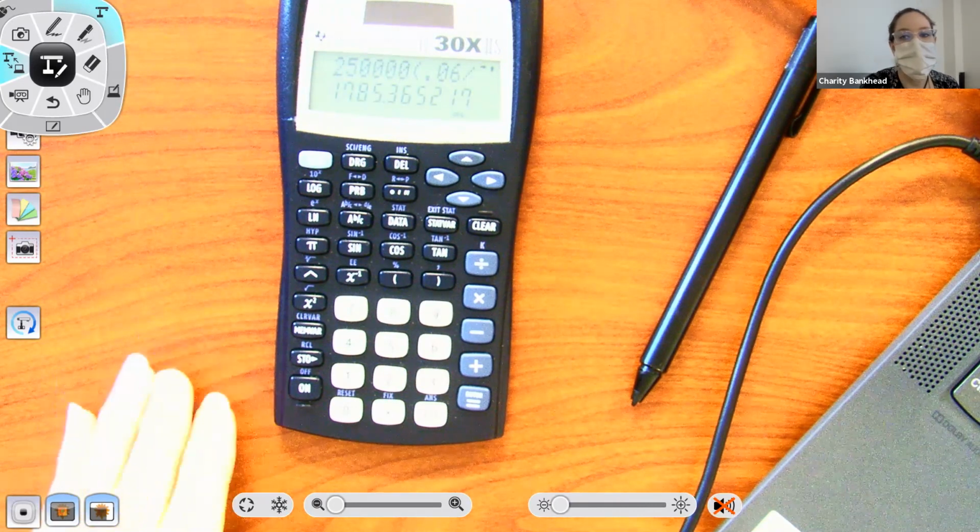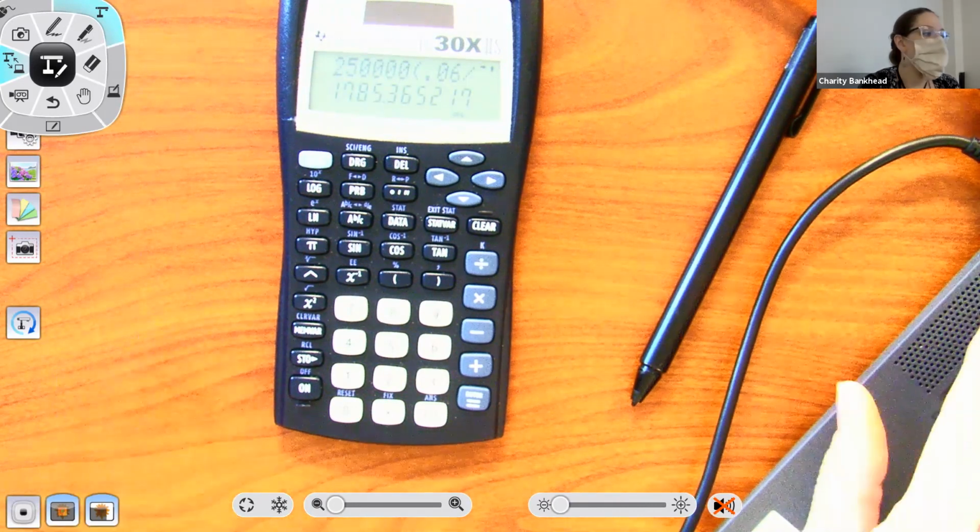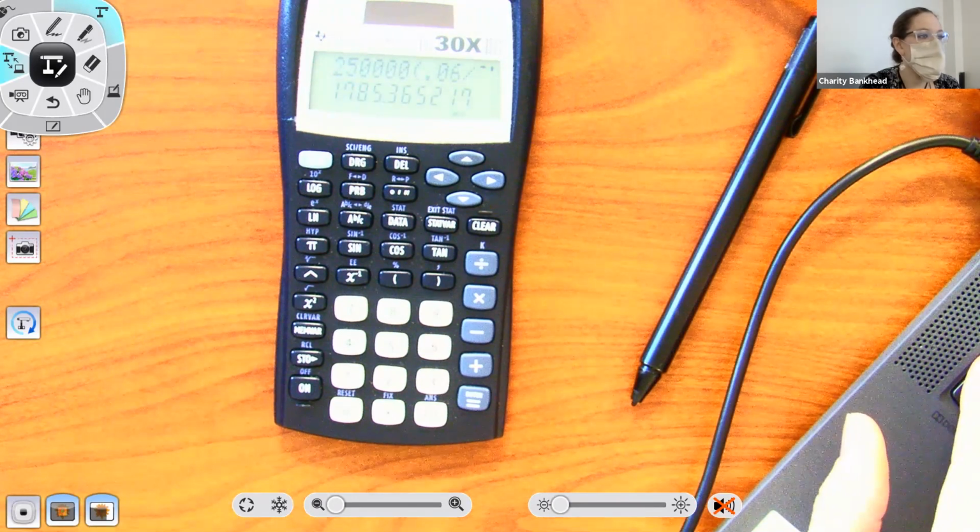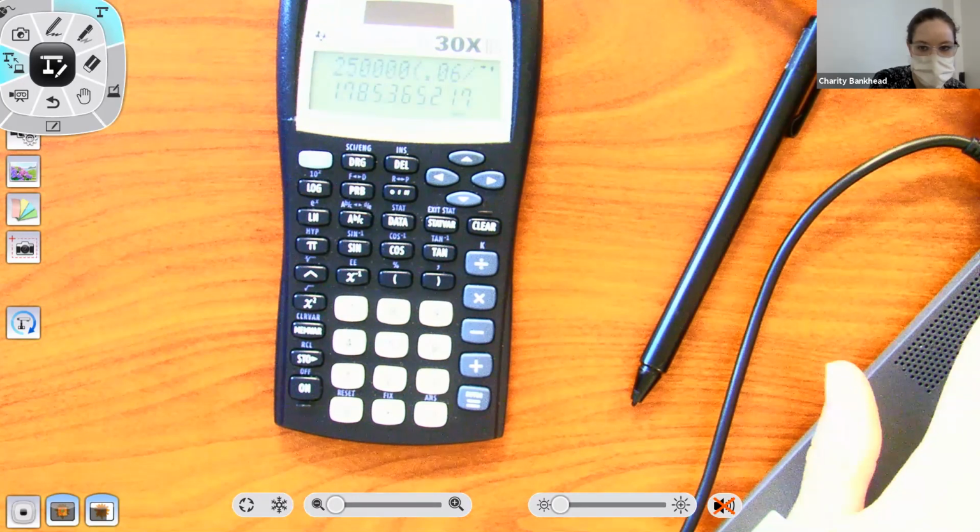Is everybody getting your calculator? Everybody know how to use your calculator? Is it working for you? All right. If you don't have one, you really, really better have one pretty soon.